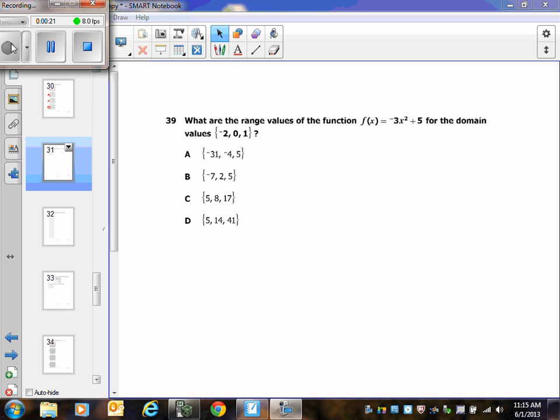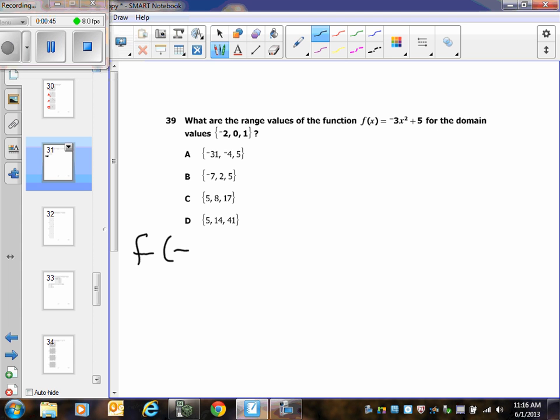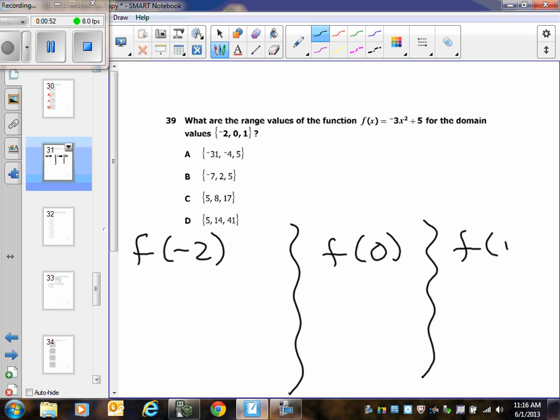Now, what are the range values of the function f of x is equal to negative 3x squared plus 5 for the domain values of negative 2, 0, and 1? First, I'm going to solve this by hand. Now, when they're giving us the domain values, they're really giving us which values? Great, the x values. So we must find f of negative 2, f of 0, and f of 1. Negative 2, 0, and 1.